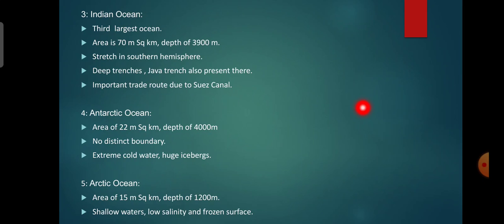Number fifth is the Arctic Ocean. It is situated around the North Pole, and it has an area of 15 million square kilometers and a depth of 1200 meters. Shallow water, shallow means surface water, low salinity and frozen surface are the main characteristics of this ocean.